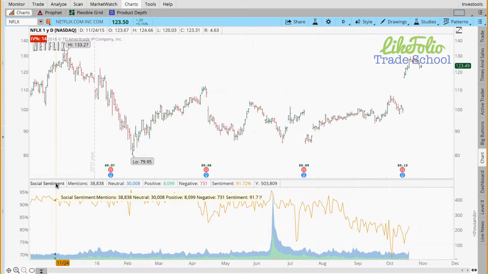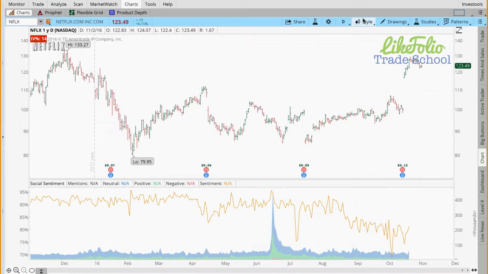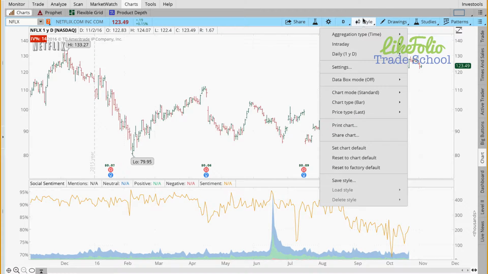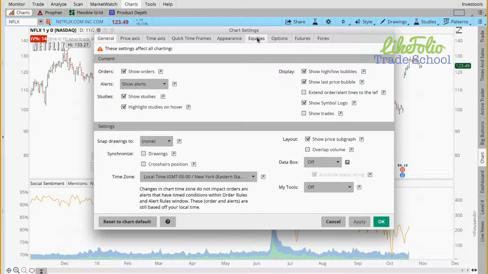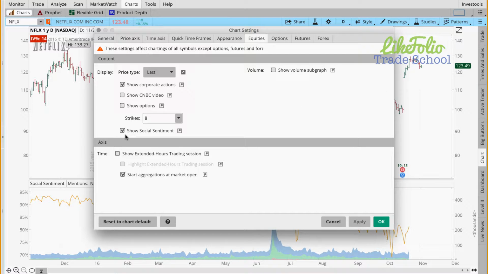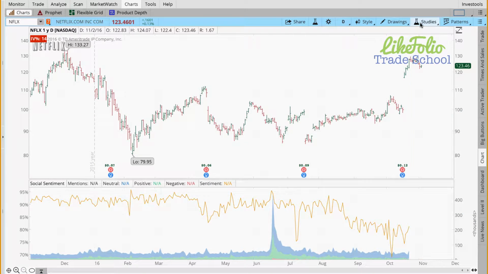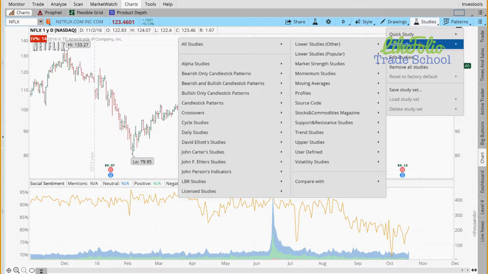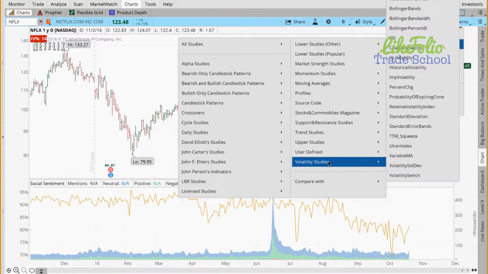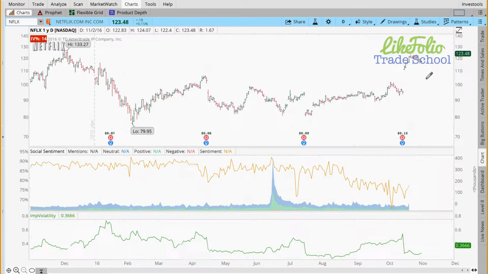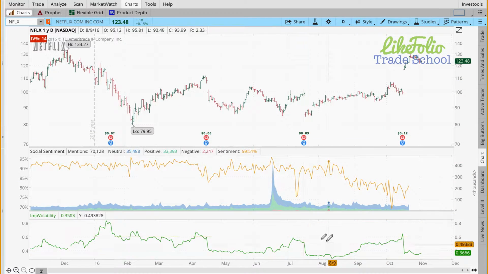We want to make sure that we have social sentiment up on the graph, chart, whatever you want to call it. So we want to go to Style, Settings. Make sure you go to the Equities tab and make sure Show Social Sentiment is checked. Next thing we want to do is go to Studies. We're going to add a study. We're going down to Volatility Studies, and we're choosing IMP Volatility, which is short for Implied Volatility. So that's going to bring up the Implied Volatility chart at the bottom of our chart here. So we have a price chart at the top, social sentiment in the middle, implied volatility on the bottom.